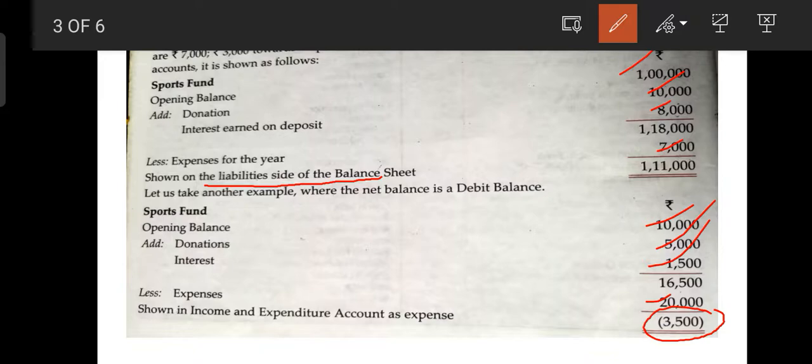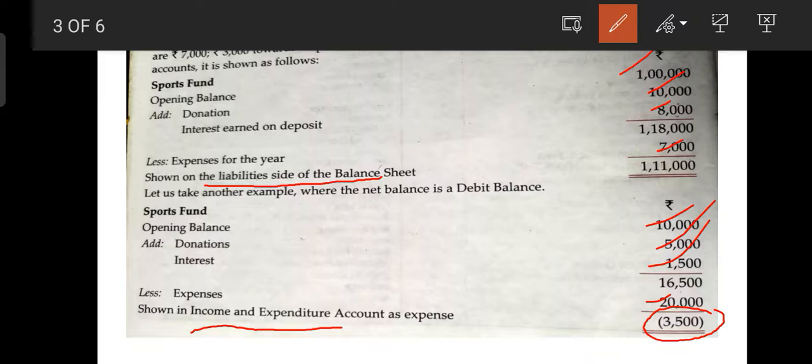So what will you do with this 3,500 rupees? This is a negative figure. Why? Because expenses are greater than the fund created. This negative figure of 3,500 will be shown in the income and expenditure account. It will be debited to the income and expenditure account like any other revenue expense.